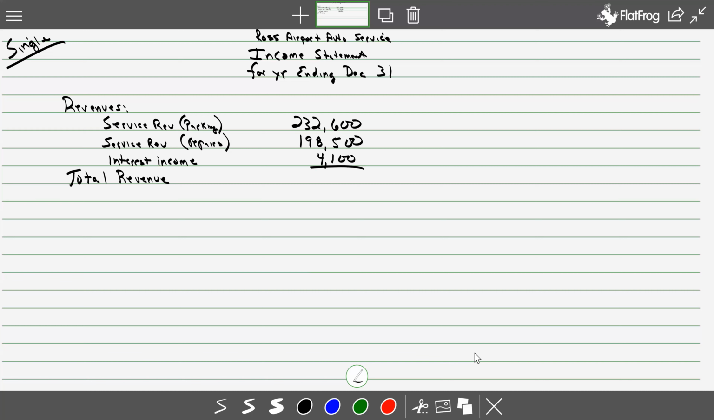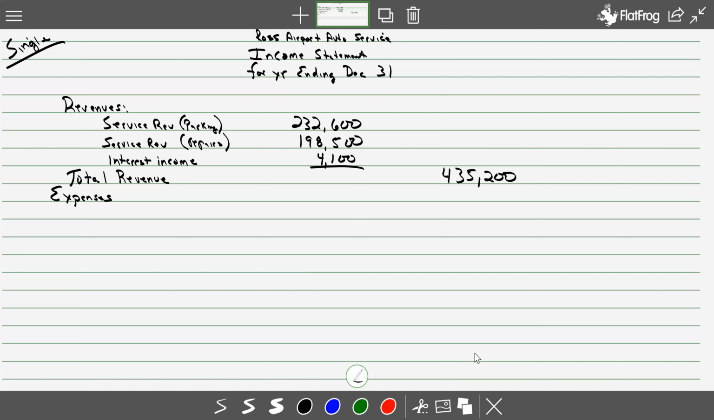We can add all those together to get our total revenue of $435,200. Now we can go through and start listing our expenses.